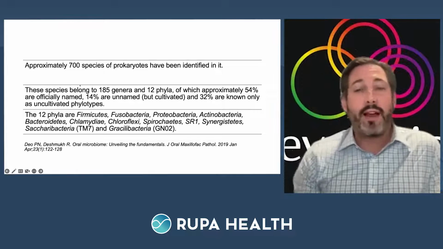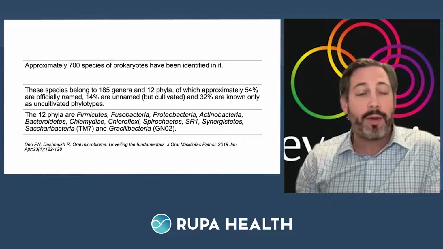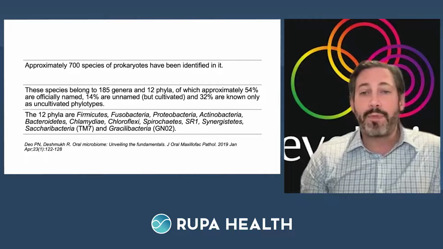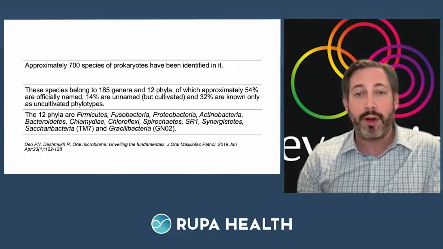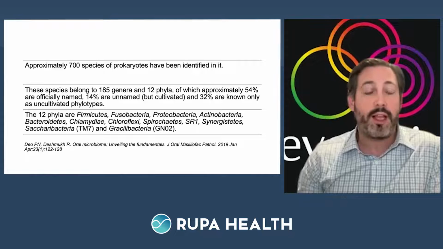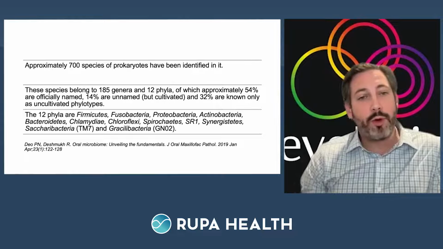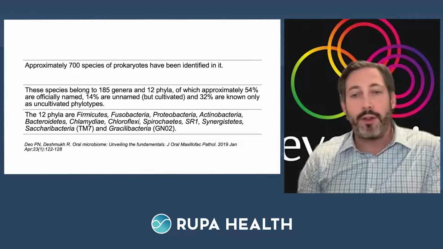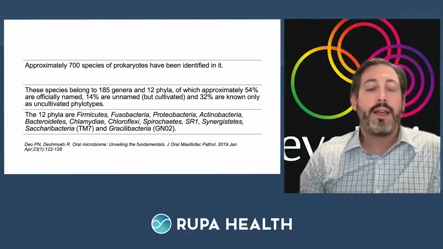So as I mentioned, we have approximately 700 species populating the mouth microbiome. We have a very complex composition. We have some that we already officially named, but there are still some types that we're cultivating that are not named yet, and some that are still in the process of being researched. We have 12 main phyla that are recognized in the mouth microbiome: Firmicutes, Fusobacteria, Proteobacteria, Actinobacteria, Bacteroidetes, Chlamydia, etc.